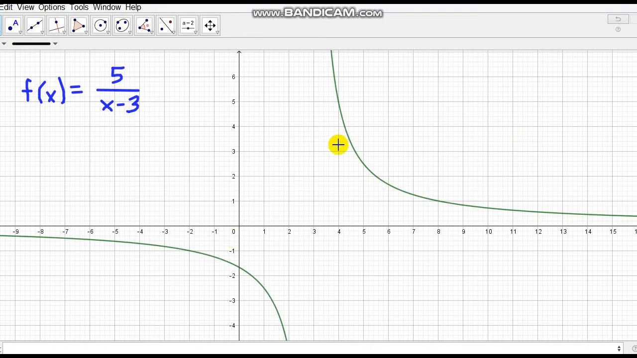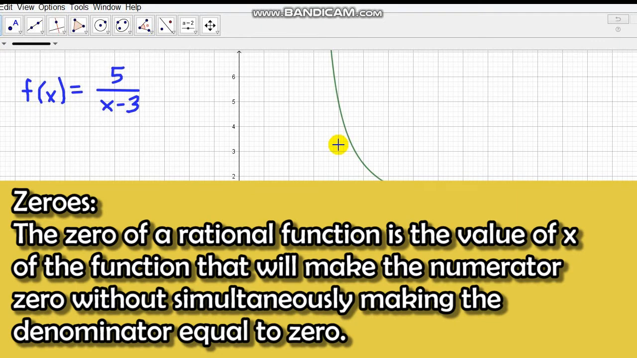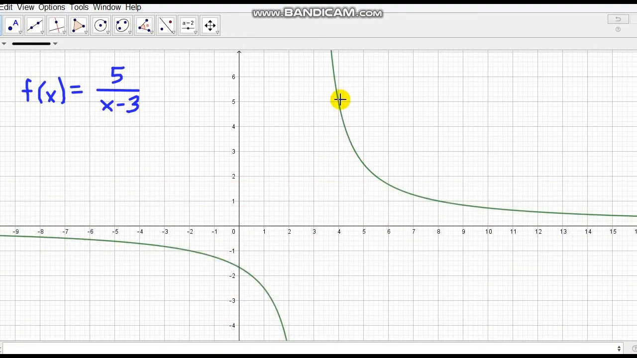So the first one is the zero. The zero of a rational function is the value of x that will make the numerator 0 without simultaneously making the denominator equal to 0. Basically, we would like to get a value of x that makes the numerator 0, but the denominator not equal to 0. Take note that not all functions have a zero. And also, in a graph, the zeros are the parts of the graph where it hits the x-axis.